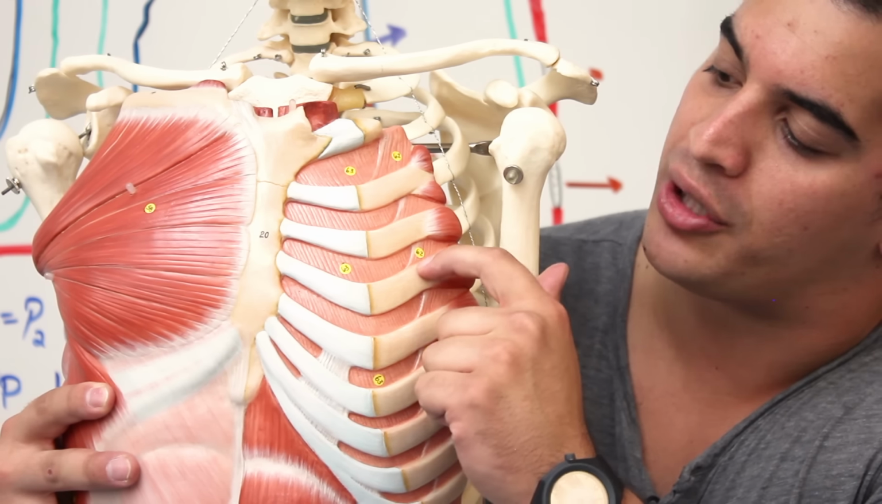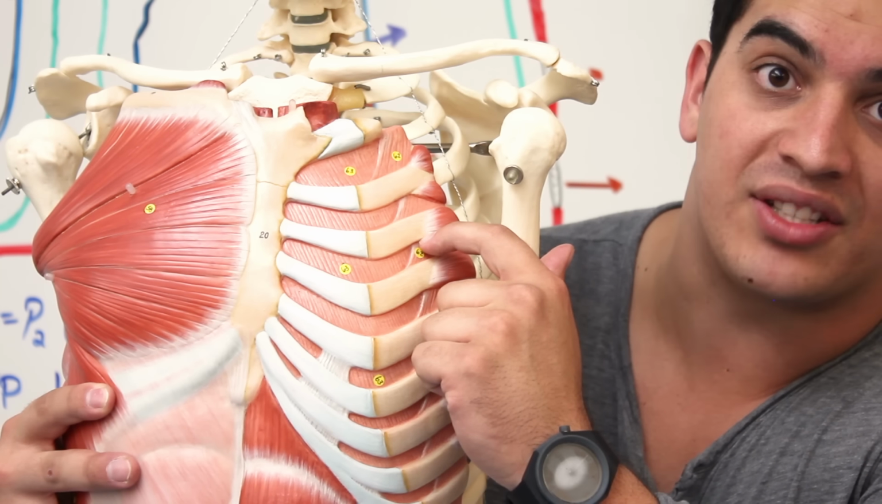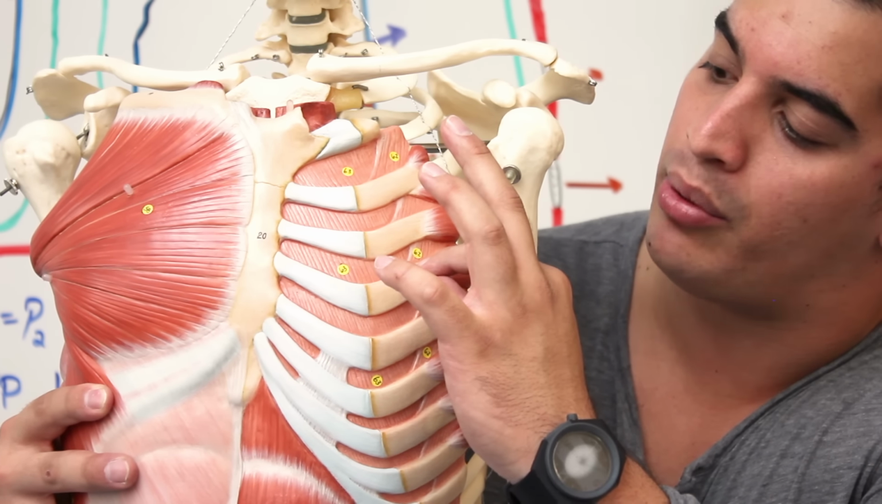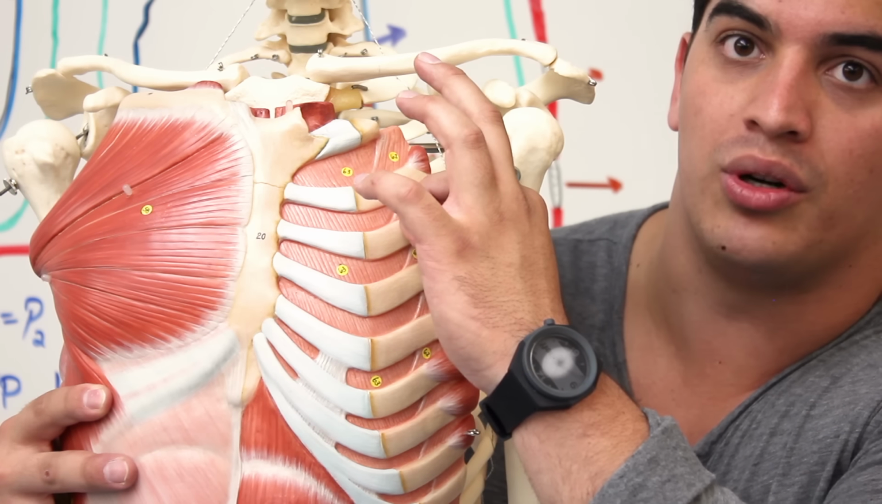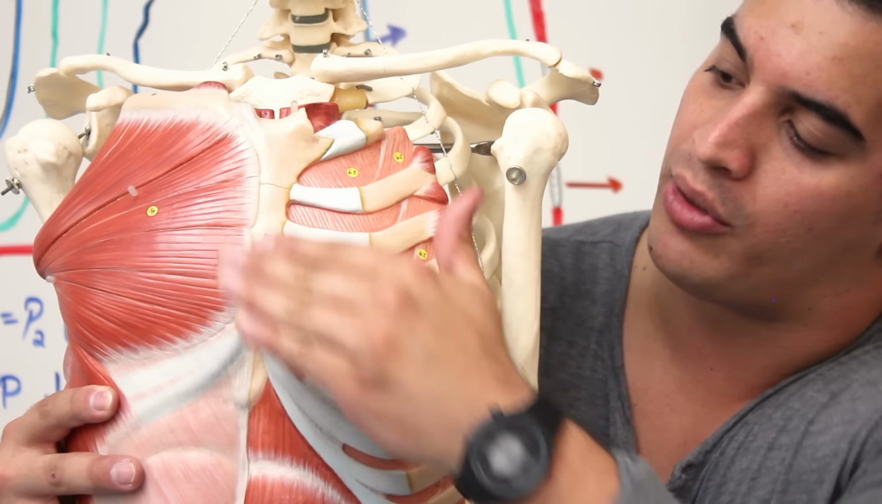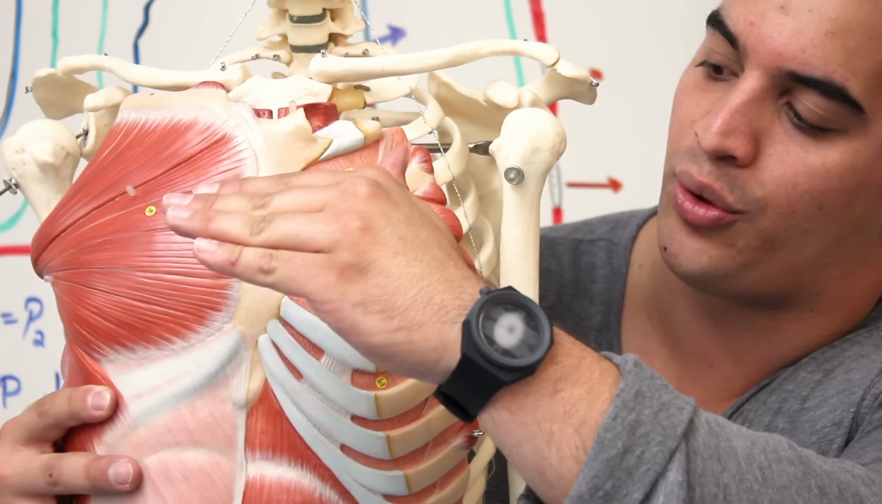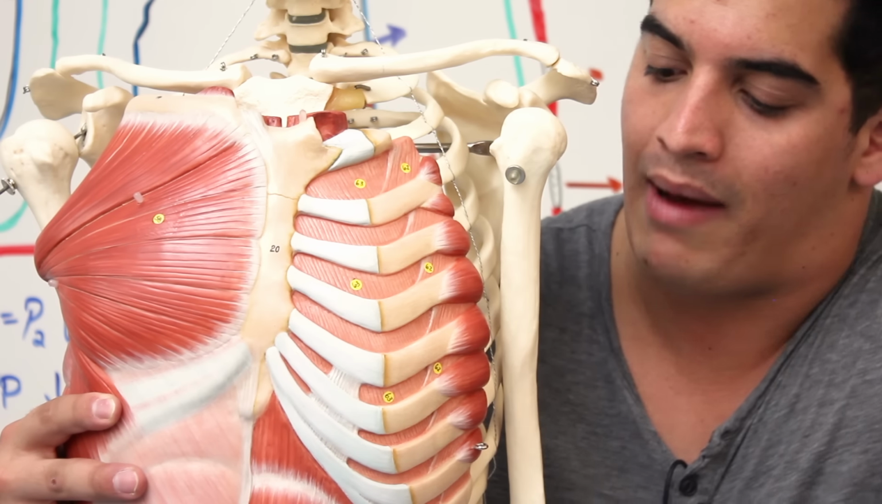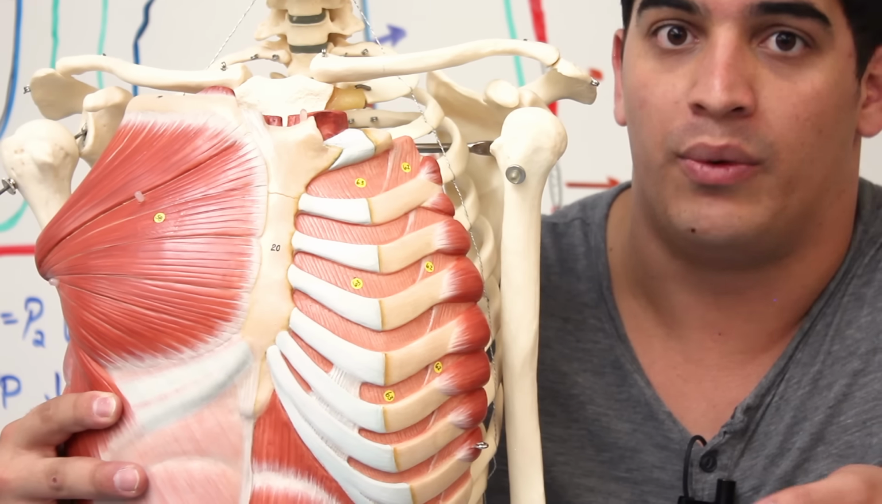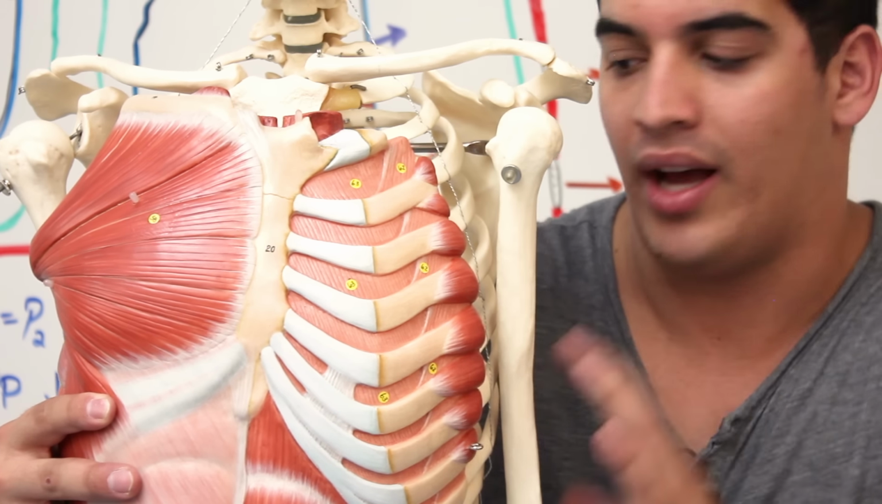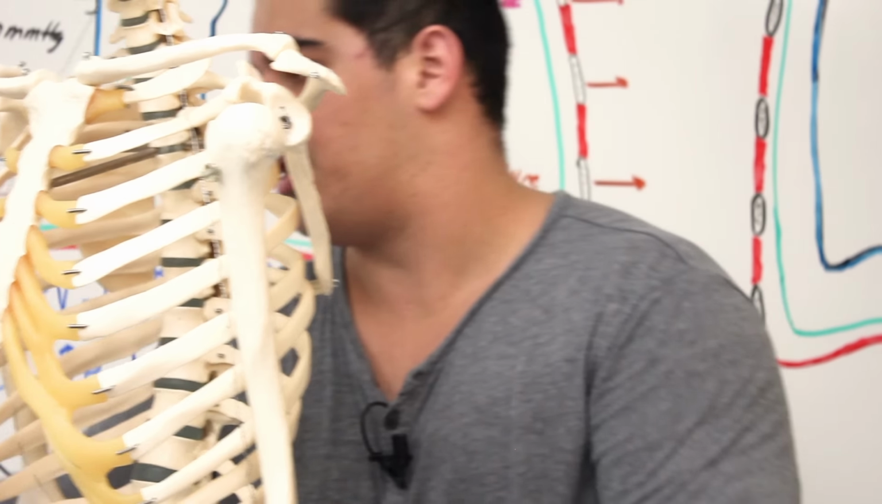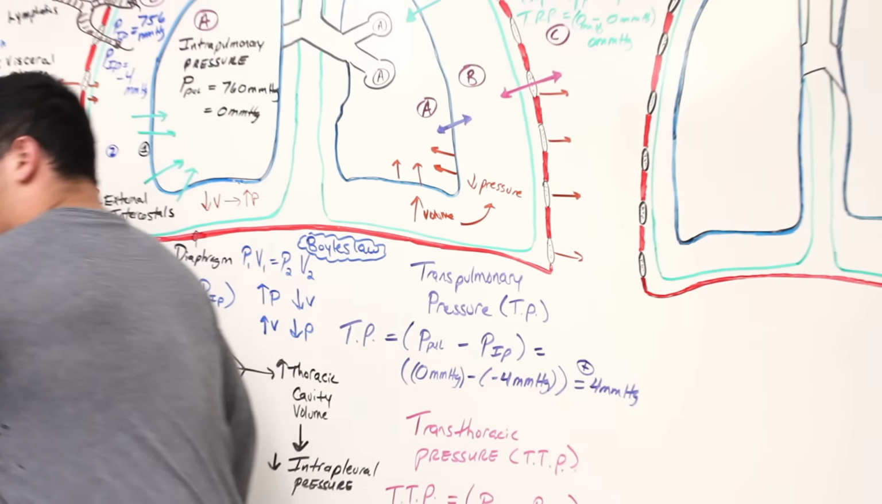So this is the insertion. This point here is fixed, so that's the origin. When it contracts, it pulls the insertion up towards the origin. And when it does that, again, the sternum goes out, which increases the thoracic cavity volume, and the ribs come out like a bucket handle, which is also increasing thoracic cavity volume. Okay? So now I'll put these guys back and we'll get back to our actual tutorial.